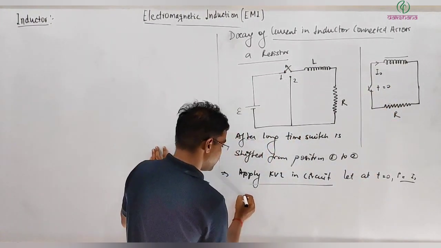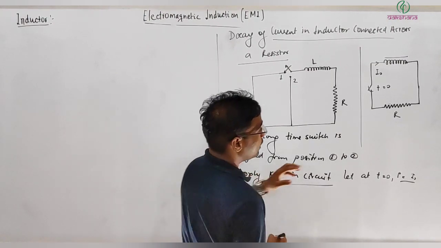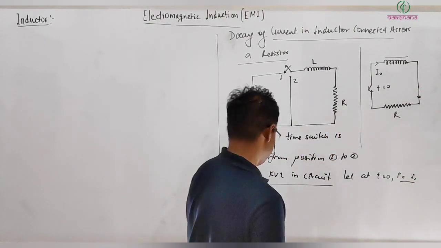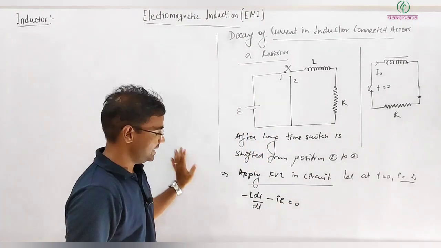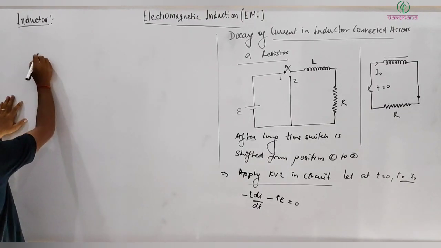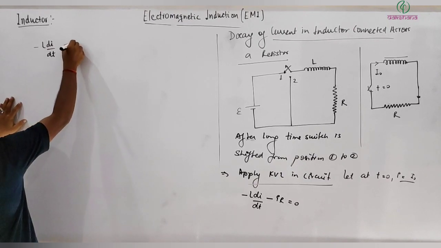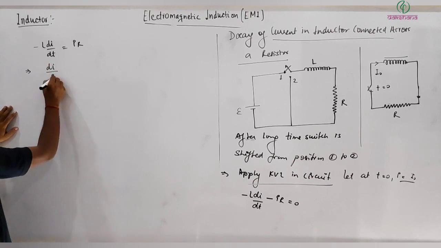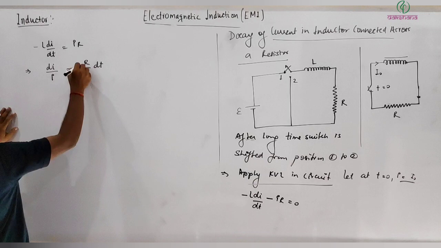So here it's minus L di by dt across the inductor, as I am going in the direction of current. Then again it will be minus IR equal to 0. Clear? What it implies, I can write this. That means minus L di by dt equal to I into R. And this implies di upon I equal to minus R by L into dt.